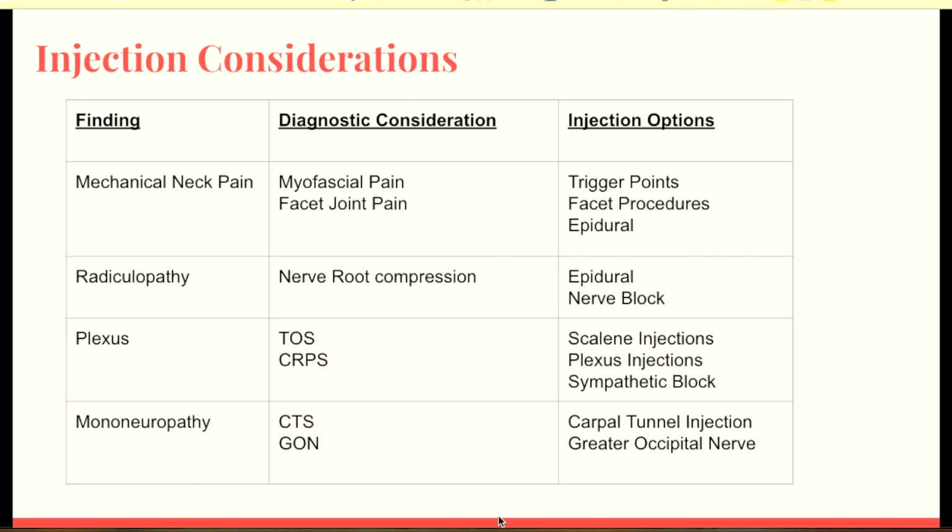If it's thoracic outlet syndrome and it's a mechanical cause versus a neurovascular cause, I can consider scalene injections. If someone has complex regional pain syndrome, then there's certainly some injections that can be considered of the brachial plexus or potentially a sympathetic block. And then finally, if I think this is a mononeuropathy, such as carpal tunnel or greater occipital neuralgia, then I could potentially inject those regions as well.